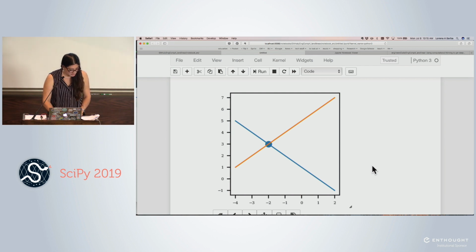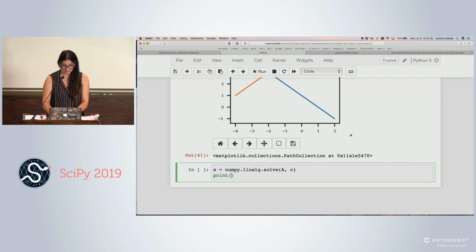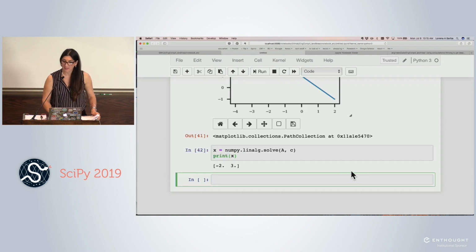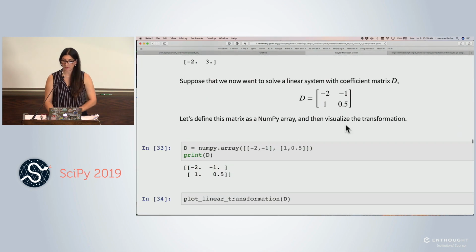Okay. So now let's look at another possibility. NumPy has a built-in facility to solve the linear system of equations. So we could also have done x equals numpy.linalg.solve with the matrix A and the right-hand side C, and then we would have obtained the same solution. So this is also available to us from NumPy. Now, suppose that we want to solve a linear system with a different coefficient matrix. We have a different example here with this coefficient matrix. Here it is.